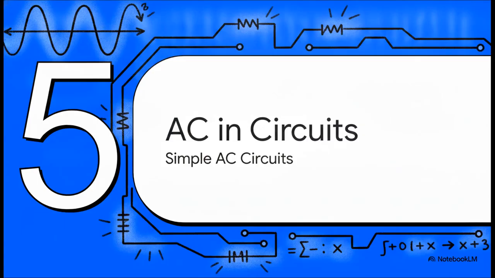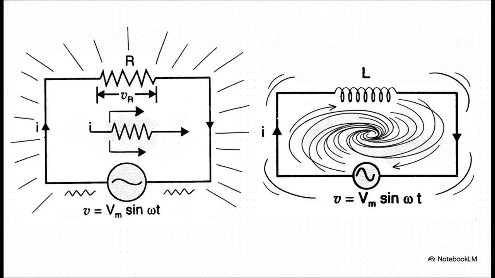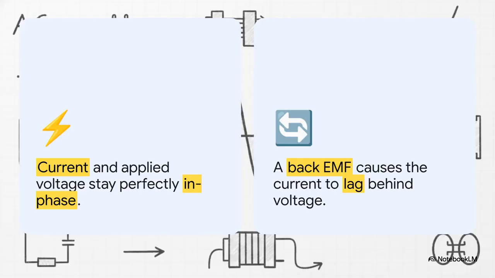And lastly, Section 5, AC and simple circuits. Let's look at how this plays out in real life with two basic setups. In one setup, we have an alternating current flowing through a pure resistor. In the other setup, that exact same alternating current flows through a pure, coiled inductor. And they react to the wave in completely different ways. What happens here is absolutely fascinating. In the purely resistive circuit, the applied voltage simply has to overcome the ohmic drop. Because of this, the current and the voltage stay perfectly in phase with each other. They peak and cross zero at the exact same time.